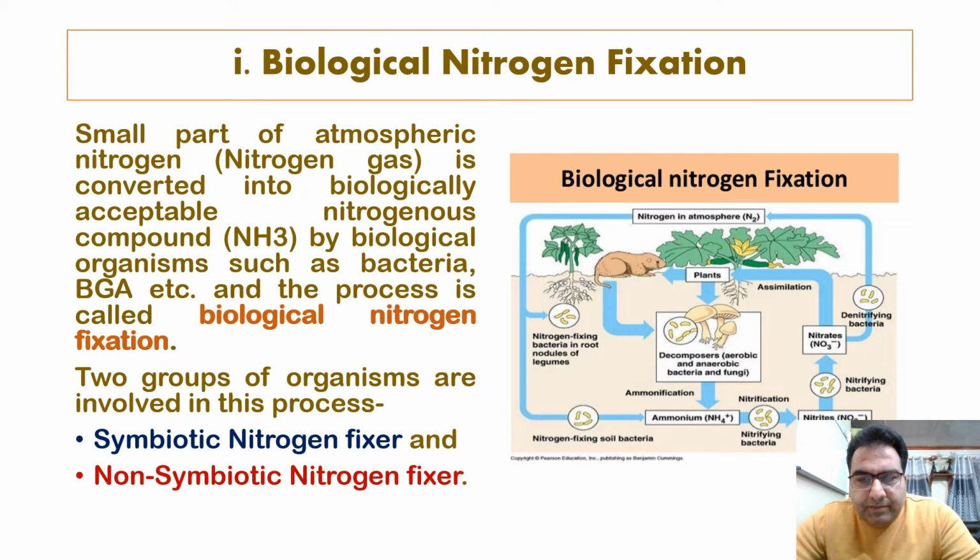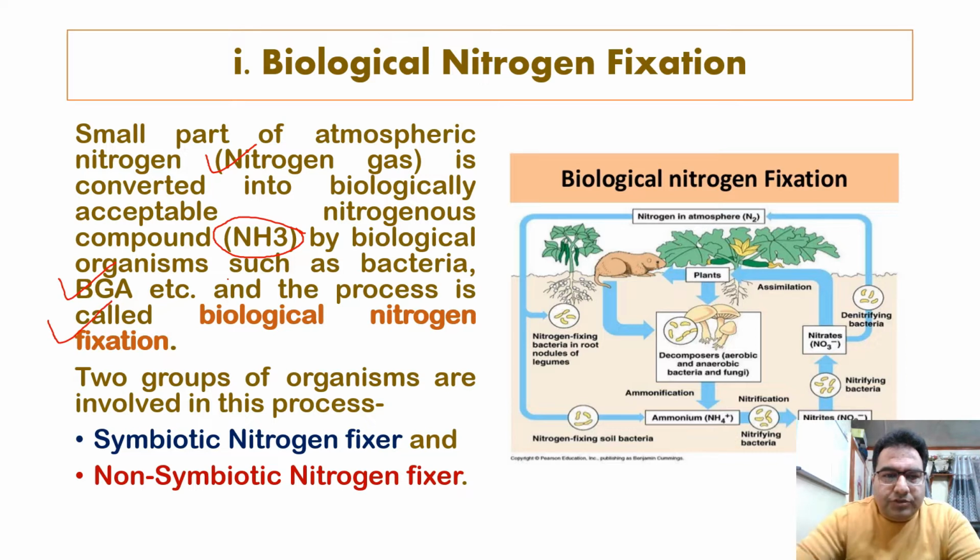First of all, we shall be talking about biological nitrogen fixation. In nitrogen fixation, the first part is biological nitrogen fixation, where a small part of the atmospheric nitrogen gas is converted into a biologically acceptable compound, that is ammonia, by organisms such as bacteria or blue-green algae, and the process is called biological nitrogen fixation.